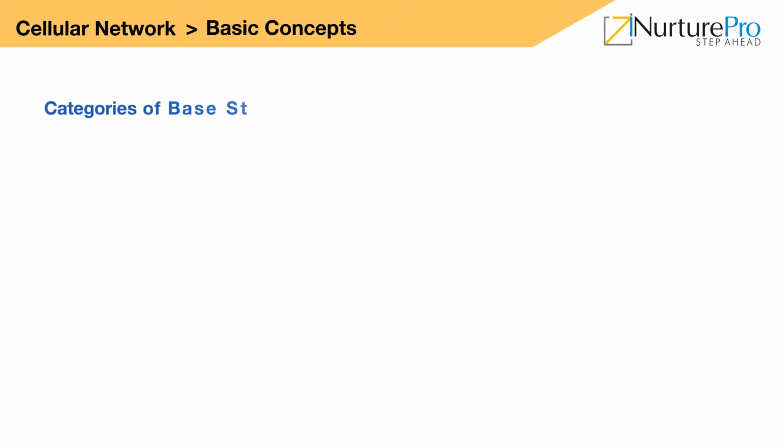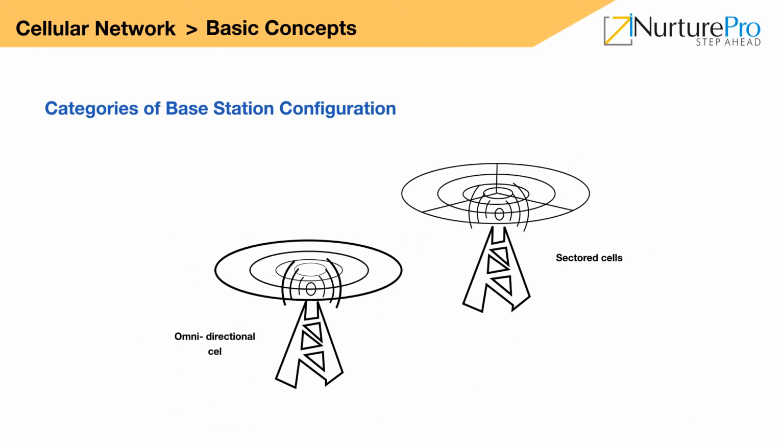The following are the 2 categories of base station configuration. First, omnidirectional sites or base stations that send radio signals in all directions using a single antenna, and sectorized sites or base stations that send radio signals in sectors. Sectorized base stations are comparatively more common than omnidirectional base stations as they provide more network coverage capacity to each area.